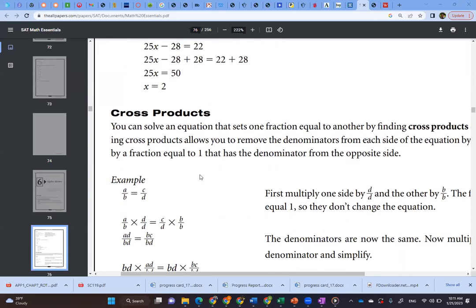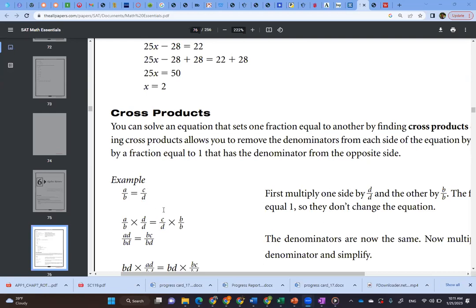So for example, if you have A over B equals C over D, and you need to find A, or you need to find D, or you need to find C, first of all, you're gonna do cross product. Cross product means you're gonna multiply A by D, and B by C, which are equal.